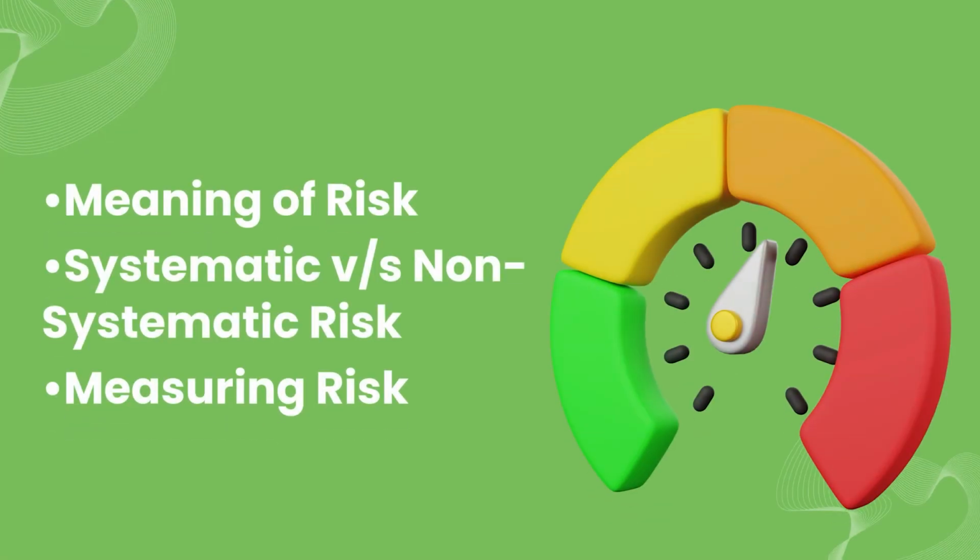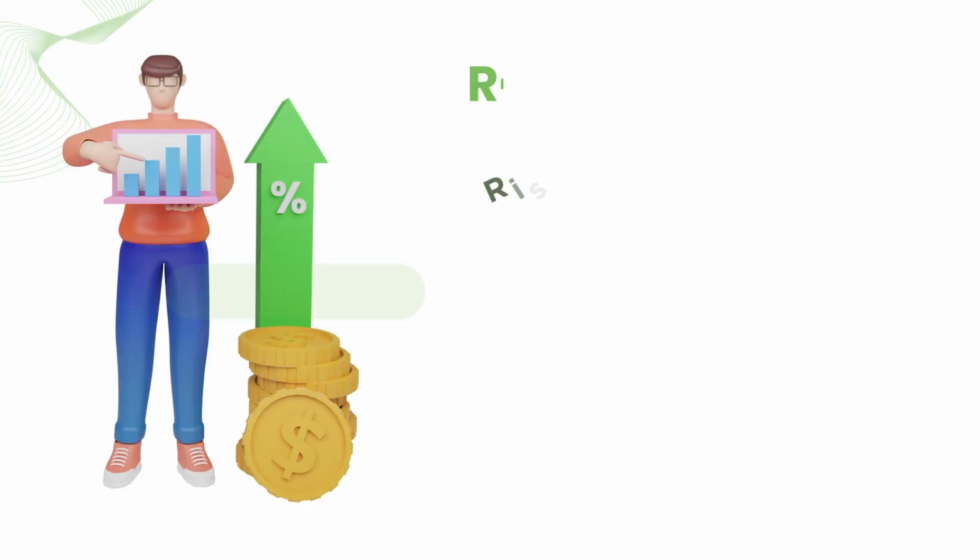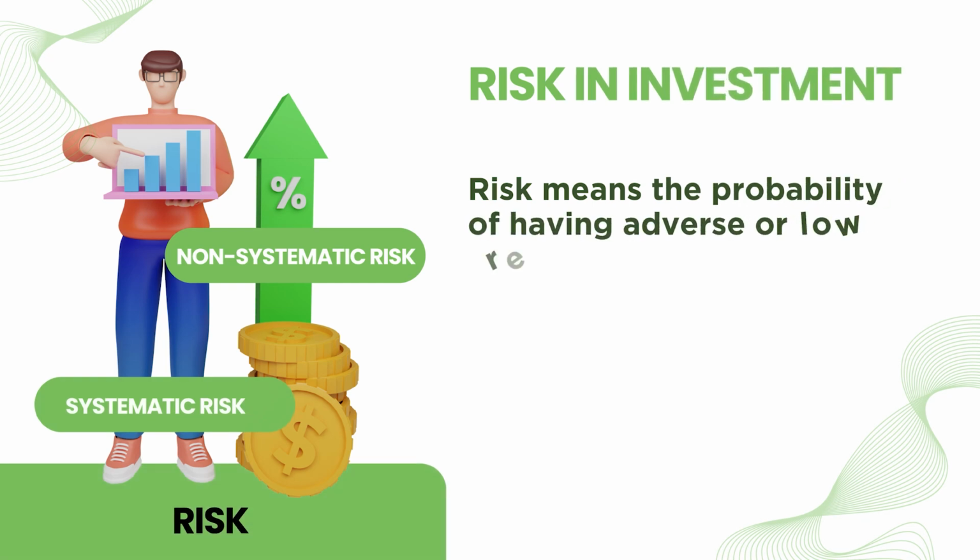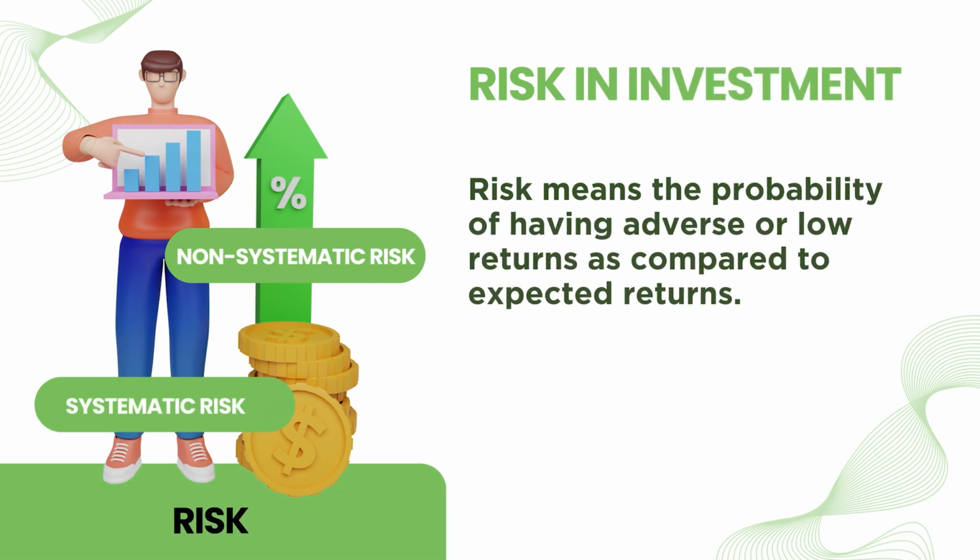Now, in today's lesson, we have risk from investment. We will understand the meaning of risk, different types of risk, systematic versus non-systematic risk, and how to measure the risk. As you know, every investment entails some kind of risk. So, let us define what risk is. Risk means the probability of having an adverse return or less returns as compared to the expected return.